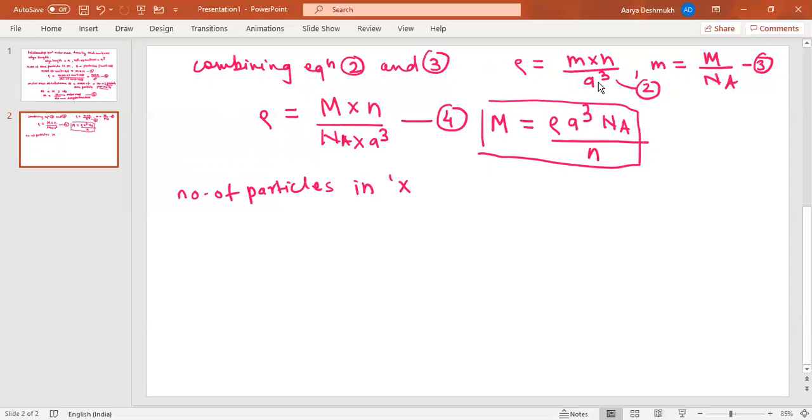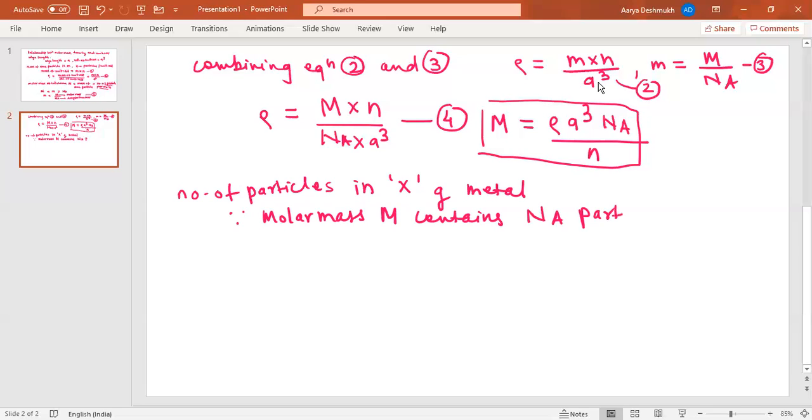Suppose some grams of metal is given and you are supposed to find out the number of particles in those x grams of metal. We know that the molar mass, denoted by capital M, contains Na particles, that is Avogadro's number. It contains Na particles.